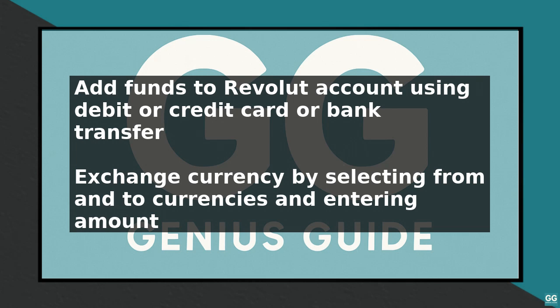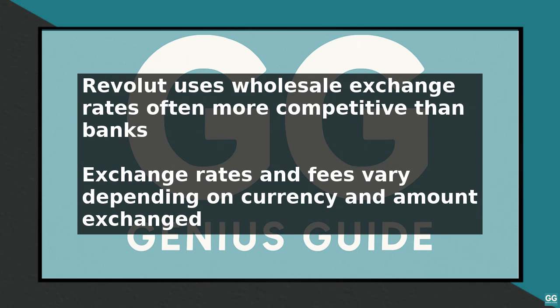One of the key benefits of using Revolut for currency exchange is the ability to set up exchange rate alerts. This means you can set a target exchange rate and receive a notification when that rate is reached, allowing you to make the most of favorable exchange rates. You can also use the Revolut app to track exchange rates and make exchanges on the go.